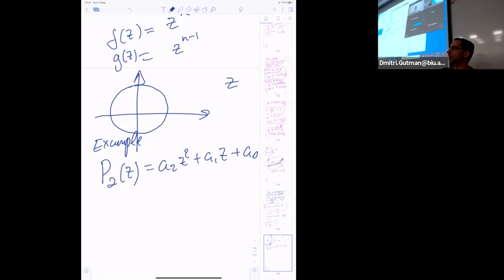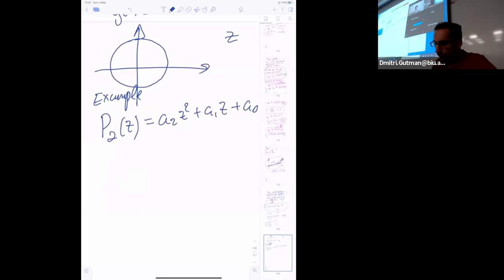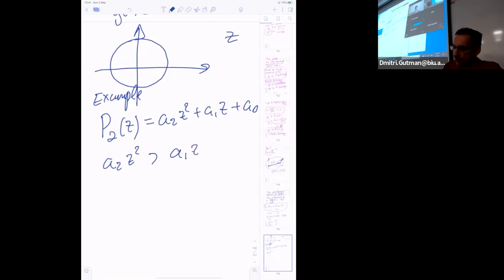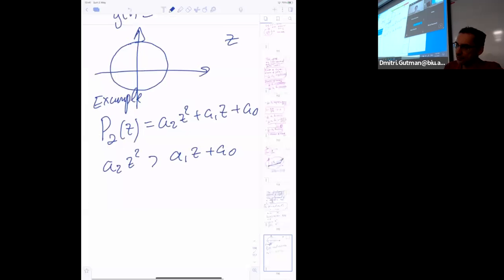I know there are two roots, and I know it because I have an explicit solution for this. I learned it at school. But suppose I don't know the explicit solution. How can I prove that there are only two roots? Using Rouché's theorem. Because if this is larger, who is larger? a2 z squared is larger than what? It is larger than the remainder, a1 z plus a0, provided that the circle C is what?